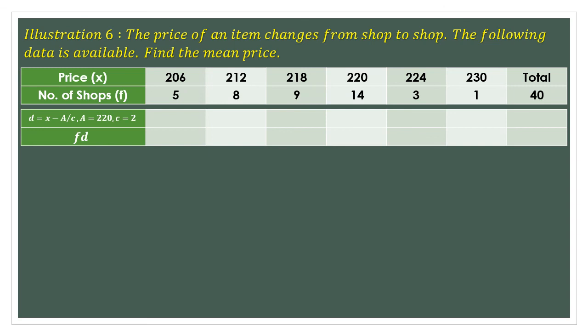So let us start. For example, 206 is there. When I subtract 220, I will get negative 14, and when I divide it with 2, I get negative 7. 212 minus 220 gets me negative 8, divided by 2 is negative 4. So continuing in this method, you will get the remaining values. Just remember, x minus 220 divided by 2.